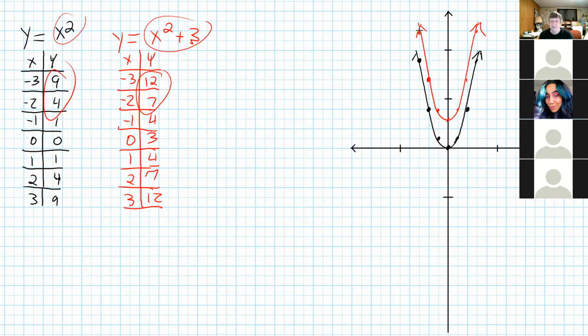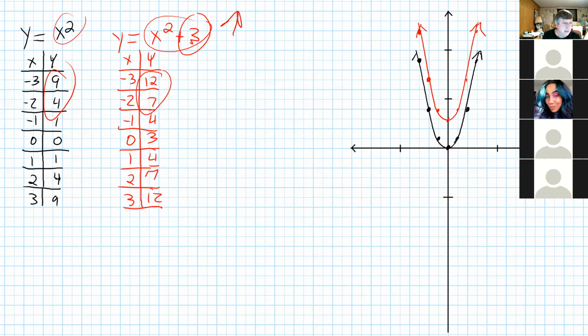They are, in fact, the exact same shape, except the red graph, how does it relate to the black graph? It's higher. How much higher? 3. So basically, we could take the black graph and move it up 3 units and get the red graph. Everybody okay with that? Yeah. Any question? Okay. Tell you what, let's go to a green function.